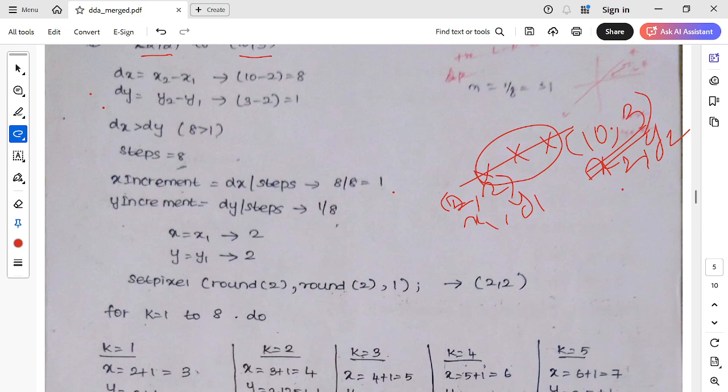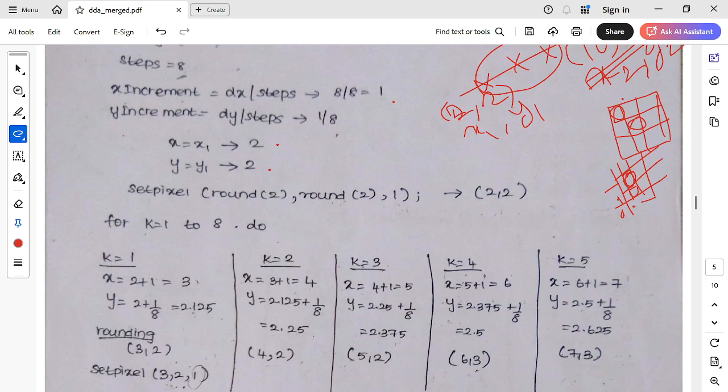Okay. What is the first point? We know the first point is given in the question, that is 2 comma 2. So you consider 2 comma 2 to be the first point, and next you set the pixel. As I said, you are going to display the line, and for displaying, each point will be considered as a pixel. So you round off these two values. The initial position is 2 comma 2, so we draw a pixel over here. Okay, 2 comma 2. Now for the first iteration, k is equal to 1.